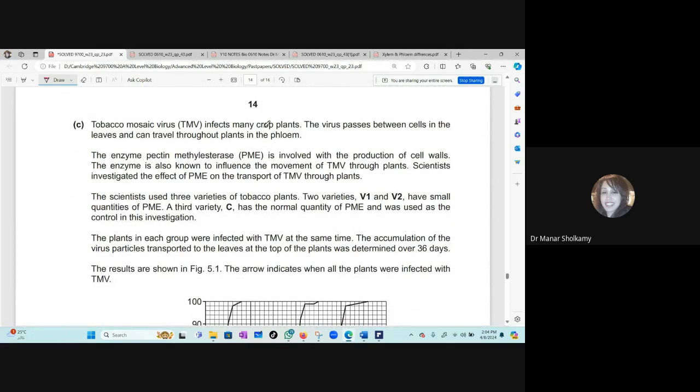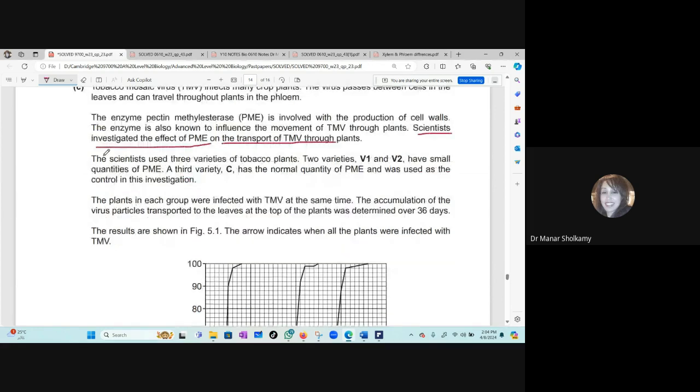Now, the virus infects many plants, and the virus passes between cells. And there's an enzyme called pectin methyl-something, I don't know what enzyme, involved with the production of cell walls. The enzyme is also known to influence the movement of the virus. Scientists investigated the effect of the enzyme on the transport of the virus through the plants. This is the most important sentence.